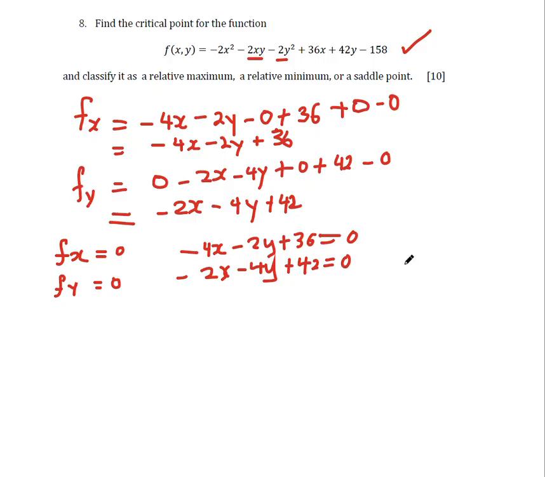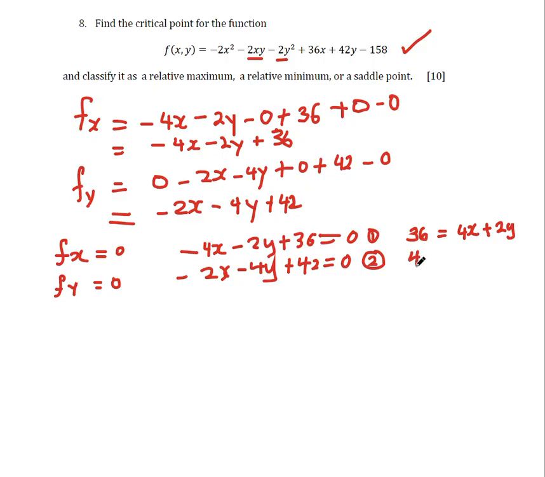So we're going to do a little bit of transposition. Let's call this equation number 1, and let's call this equation number 2. In equation number 1, I'm going to keep 36 on the left-hand side of the equation and bring 4x and 2y to the other side, so they would become negative on the other side of the equation by inverse operations.